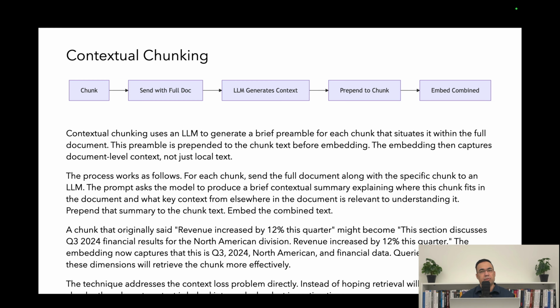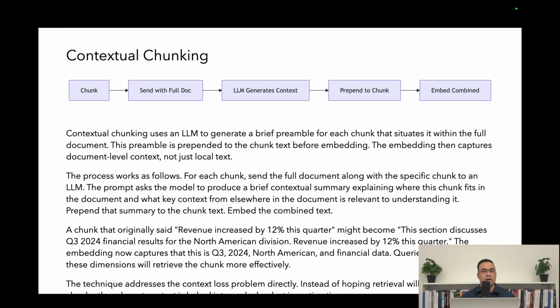Cost considerations are pretty important. This requires an LLM call for every chunk at ingestion. For a large corpus, this adds significant one-time cost. However, the cost is amortized across all queries. A cheaper, faster model can be used since the task is pretty straightforward summarization.